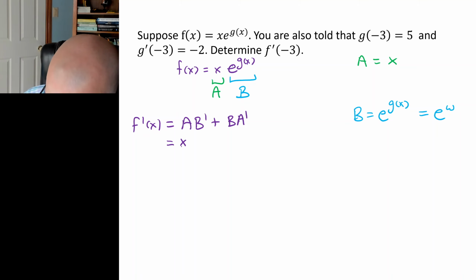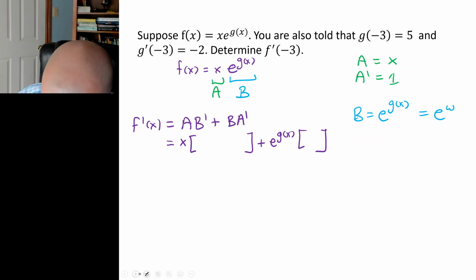A is x. B prime, I'm going to leave a box for that. It's going to need some space. Not much, but it'll need some space. B is e to the g of x. And then I'll leave a space for a prime. Okay, let's calculate all those quantities. If a is x, then a prime is 1. And if b is e to the power of w, then what is b prime going to be? It's e to the w times w prime, which is e to the g of x times g prime.